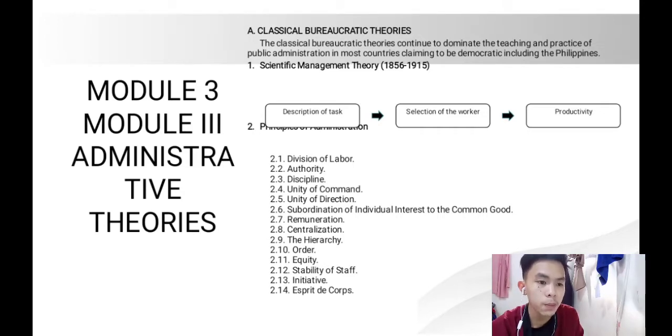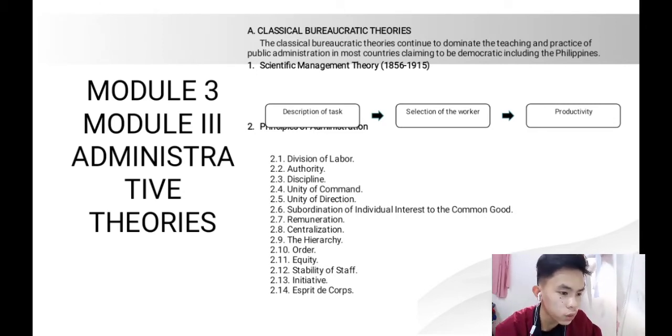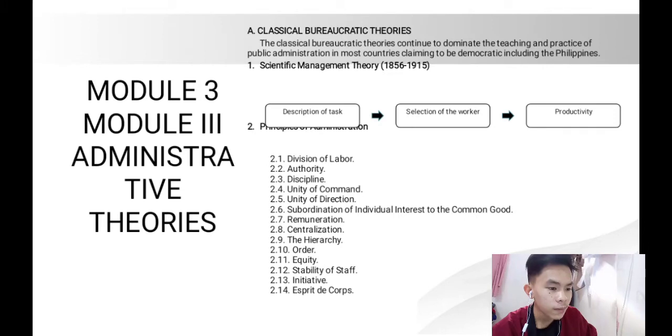14 subcategories. Firstly, we have the division of labor. Second, we have authority, discipline, unity of command, unity of direction, subordination of individual interest to the common good. We also have remuneration. Eighth, we have centralization, the hierarchy, order, equity, stability of staff, of course, the initiative, and esprit de corps.